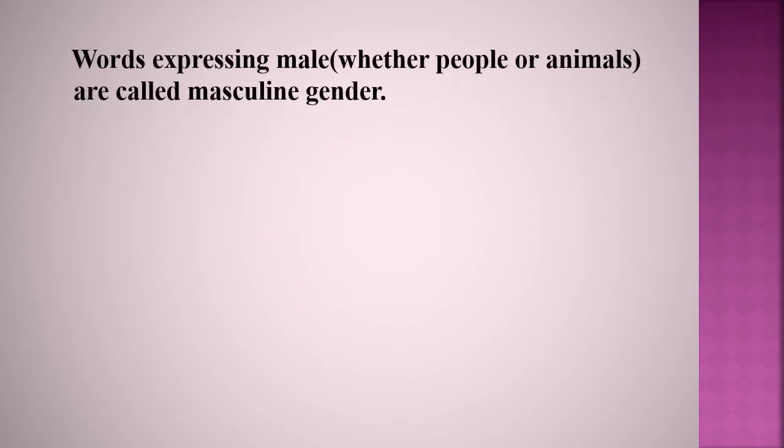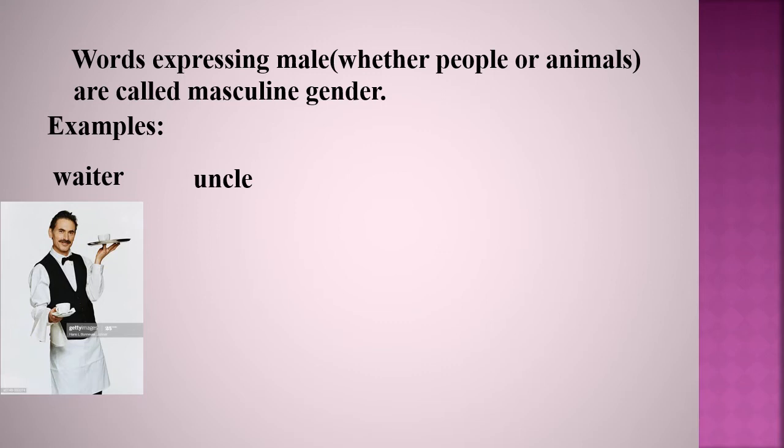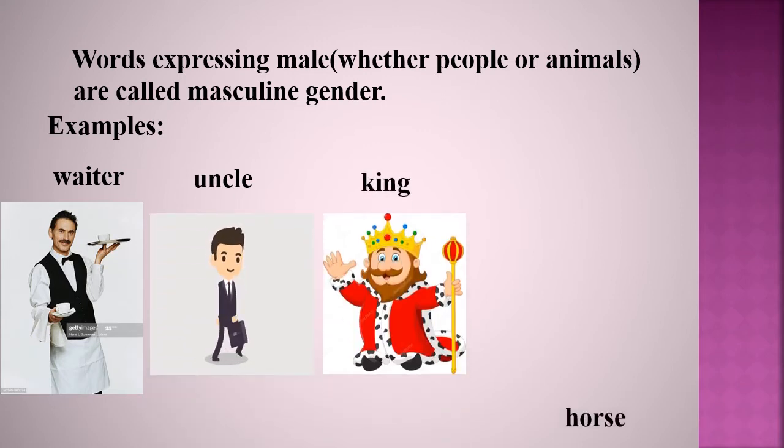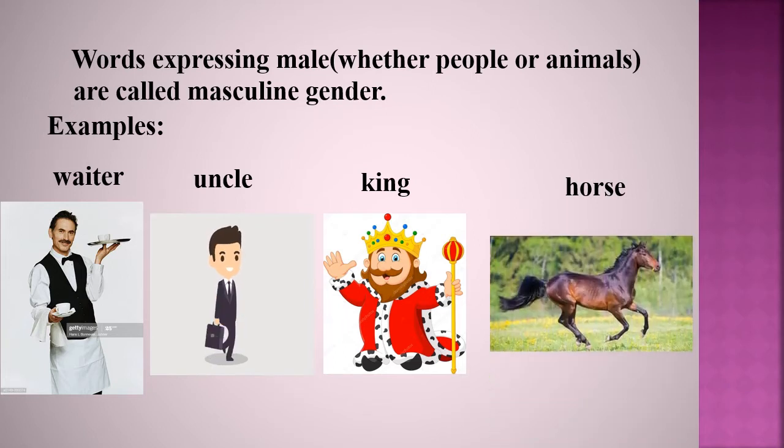Students, words expressing male, whether people or animals, are called masculine gender. Now look at some examples. Waiter, uncle, king, horse. These are a few examples of masculine gender. In Urdu we call these muzakkar.